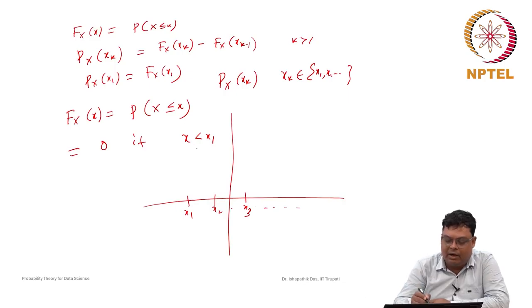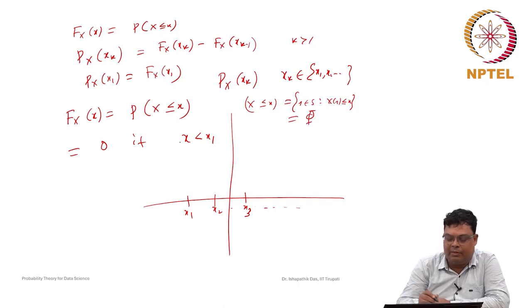Whenever you are considering x less than x_1, if you find the set of all s belonging to S such that X(s) is less than or equal to x, none of these s will satisfy this relationship because x is less than x_1. So none of the values satisfies the inequality. So, it is nothing but the null set. That is why it will be 0.